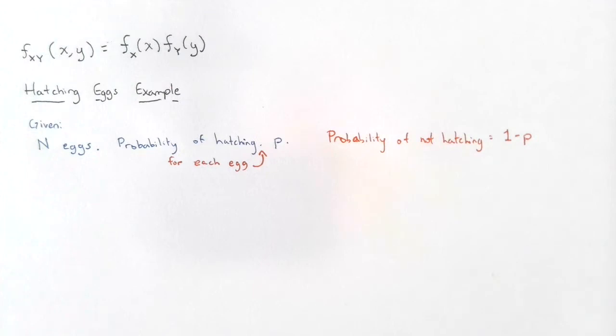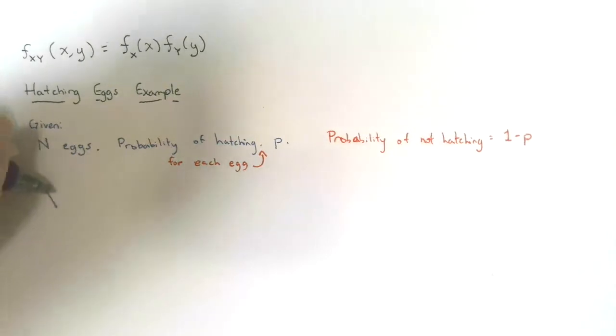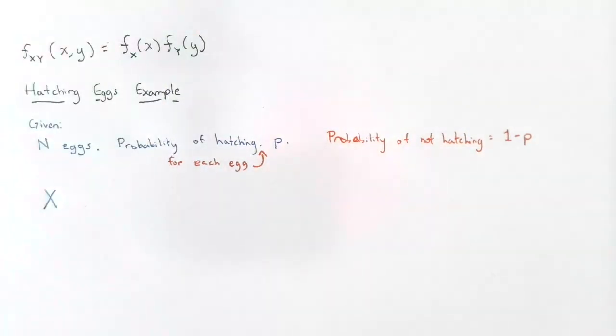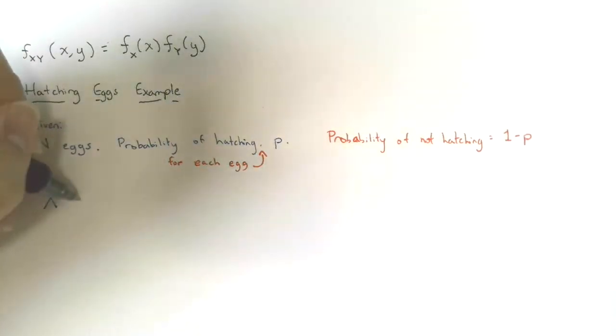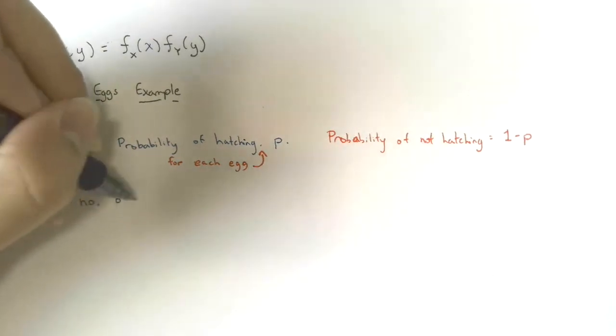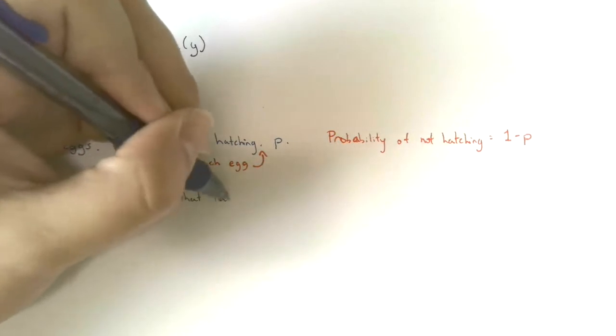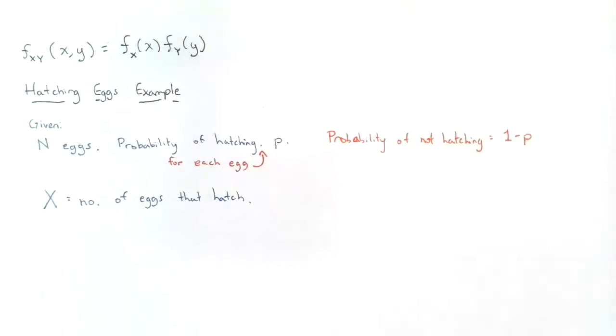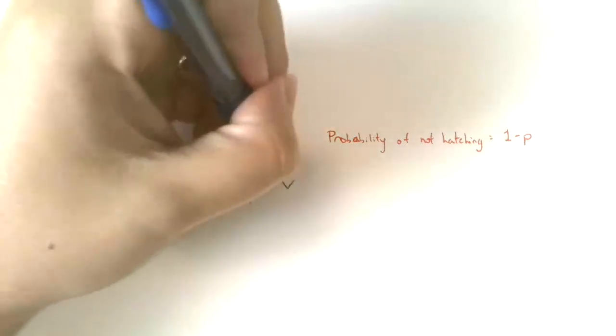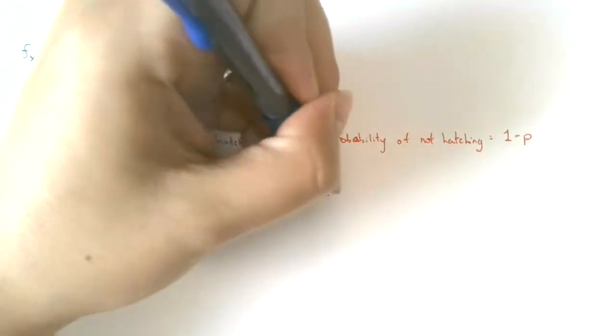Now I'm going to define two random variables. I'm going to define x as the number of eggs that hatch, and I'm going to define y as the number of eggs that don't hatch. Those are my two random variables.